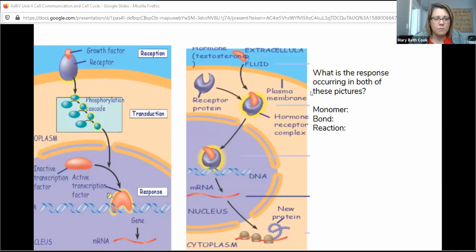All right, good job. It looks like you guys are in agreement again. So the monomer is an amino acid. The bond holding them together, and you gave me the specific name, so that's really good. So peptide bond, and we had to remove water to form that bond. So good job.